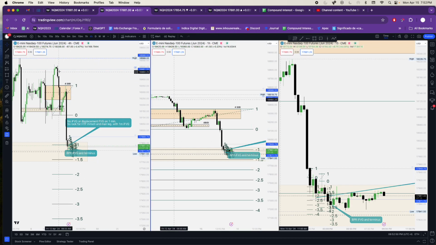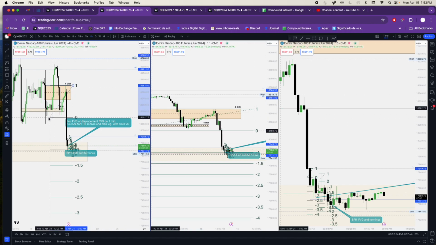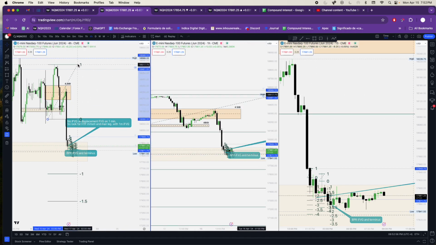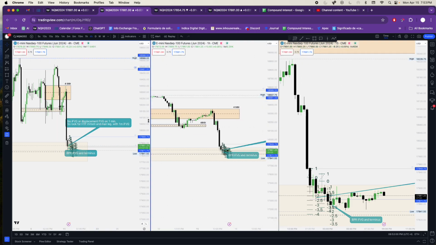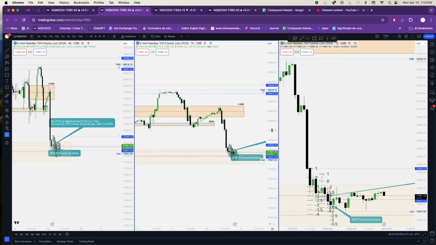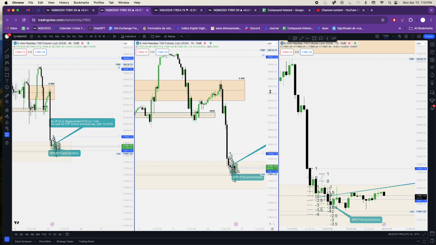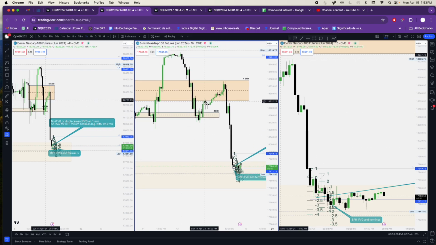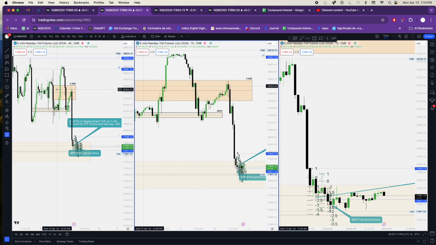Right? You could say this is your manipulation leg. This is pretty wide manipulation leg, huge manipulation leg. Not too concerned about that. Okay, so here we are here. Hmm, like we got the displacement here. Right, structure shift.